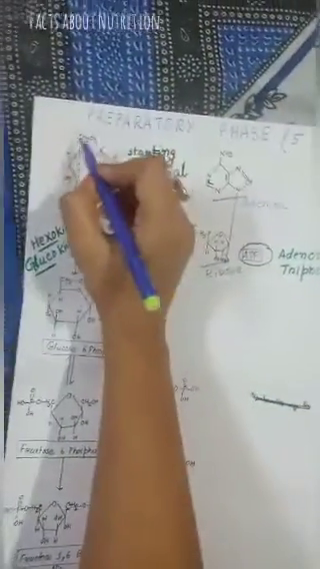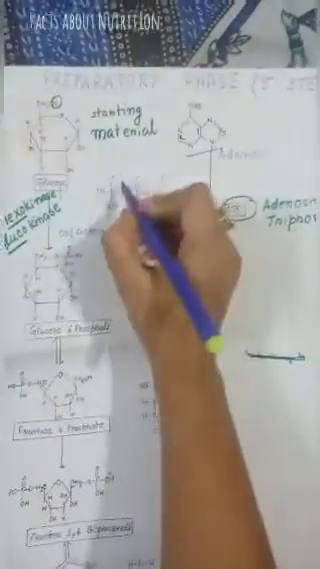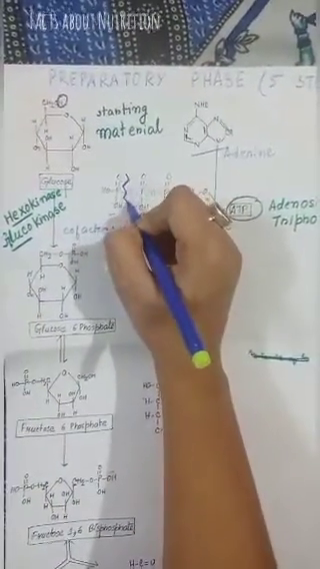This pen is very light. Okay, we'll use this pen. So in this position the changes will occur. What type of changes? This H, as you can see here, this will break this bond.